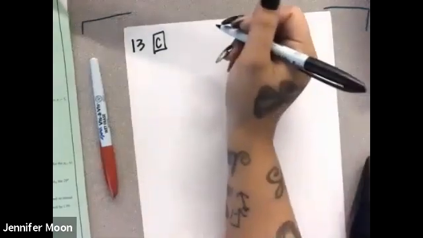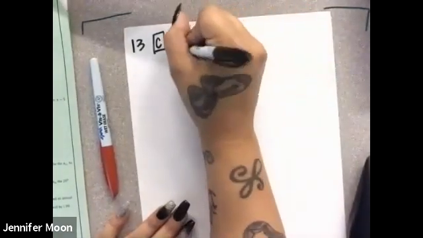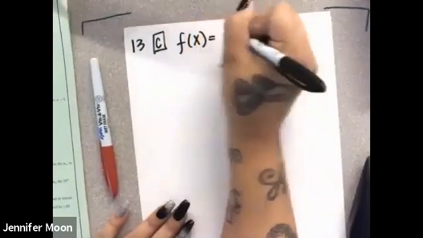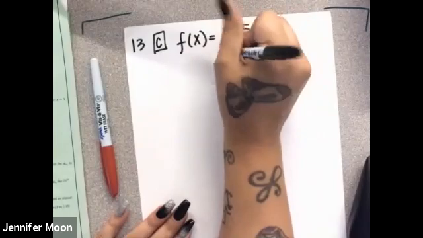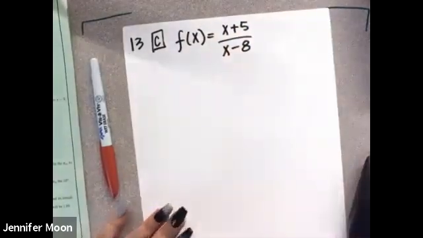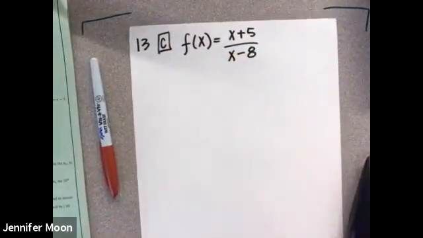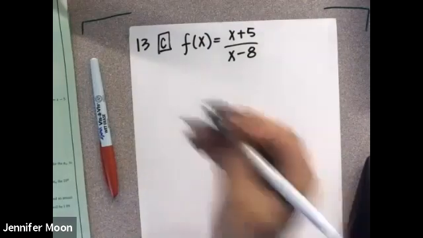Okay, so for C, it says f of x equals x plus 5 over x minus 8. My rules for finding the inverse are to switch my x and y variables and then to solve for y. This particular function is written with f of x. It's not written with y, but those are interchangeable. They are the same thing. So I'm going to write it with the variable y.